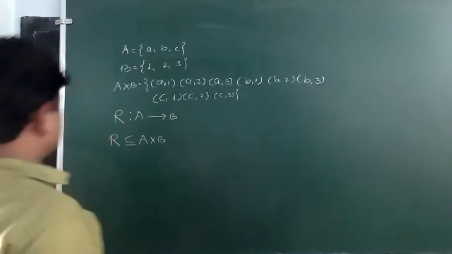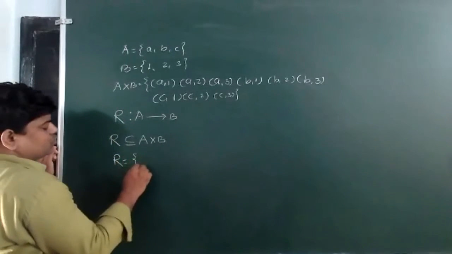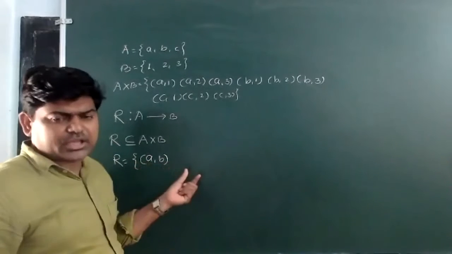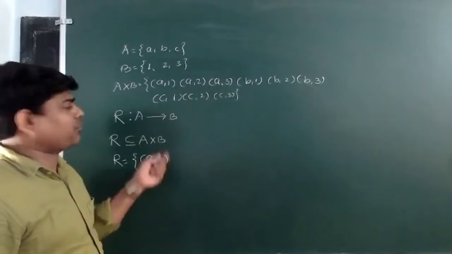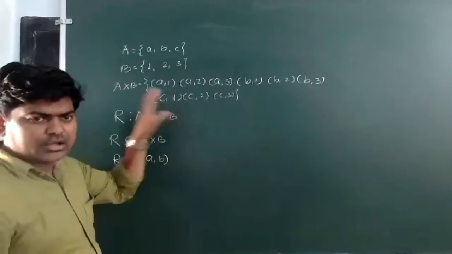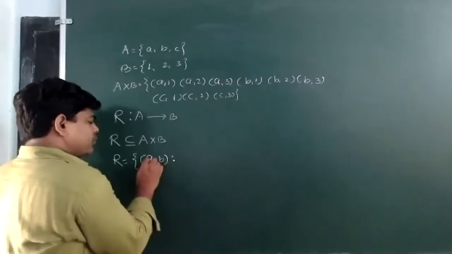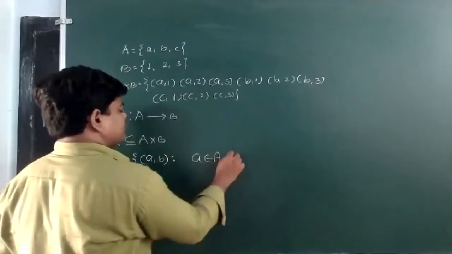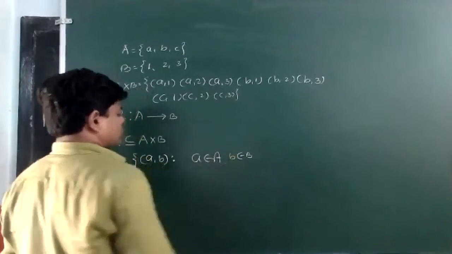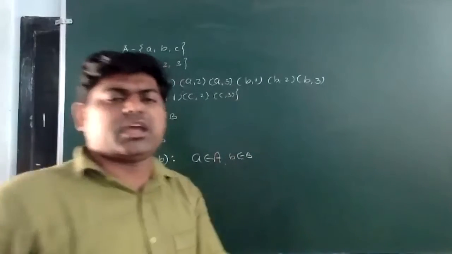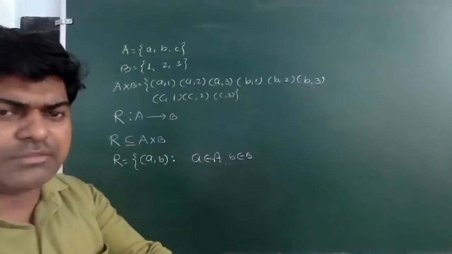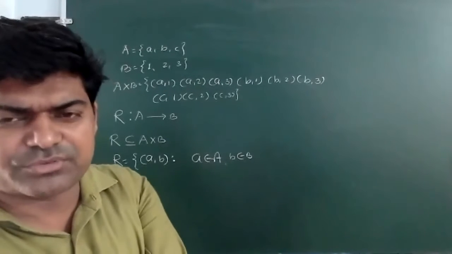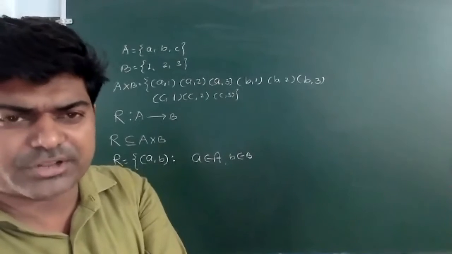Suppose I am writing R equal to {(a, 1), ...}. This means that each and every element of the relation should be in the form of an ordered pair, where the first element should be from the first set and the second element should be from the second set. And what is the relation between A and B? It will be given in the question. That will be different for different questions. I think we discussed the same thing when we learned relations.